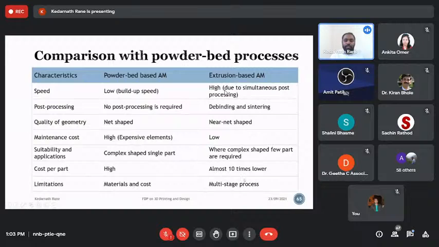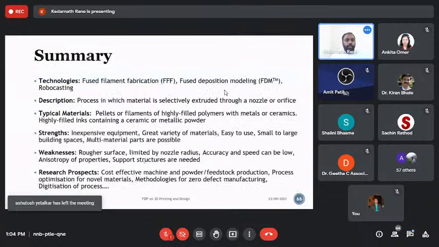That's why commercial players and other academics refer to this process as very cost effective as compared to the powder bed based processes. It is almost 10 times lower in cost than SLM and EBM processes. So this is the last slide from my presentation.